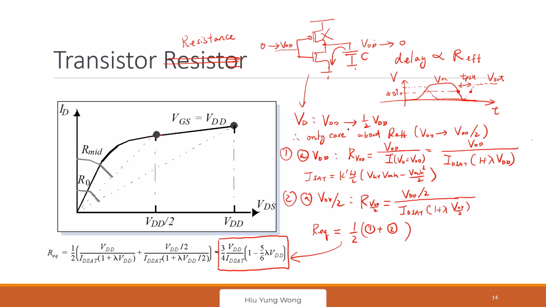Okay, so this is the equivalent resistance. We're pretty good now. Now we are ready to calculate the delay, the TPHL and TPLH, by using a more accurate equation. And it's not too complicated. You only need to know VDD and IDset.